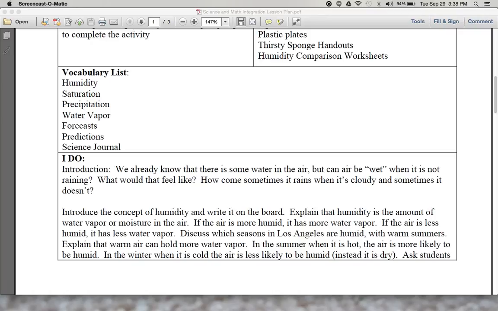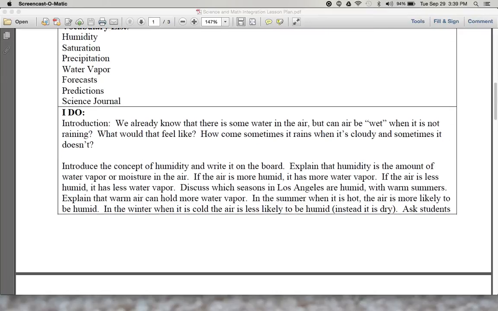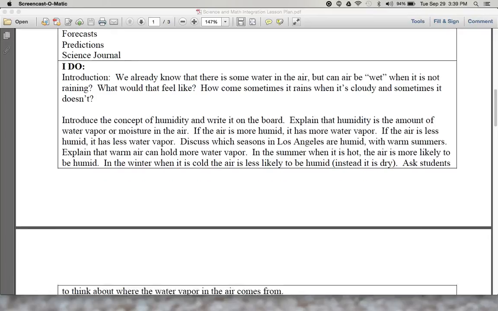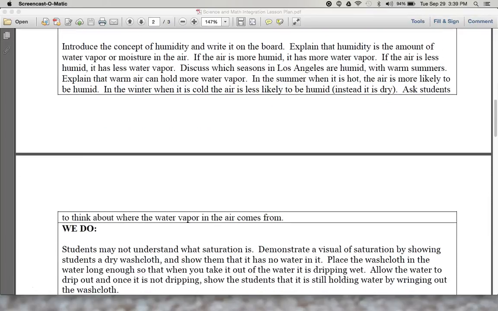I will discuss which seasons in Los Angeles are humid and that we have warm summers. Explain that warm air can hold more water vapor. In the summer, when it is hot, the air is more likely to be humid. And in the winter, when it is cold, it is less likely to be humid and is dry. I will ask students to think about where the water vapor in the air comes from, and if need be, explain the water cycle again.